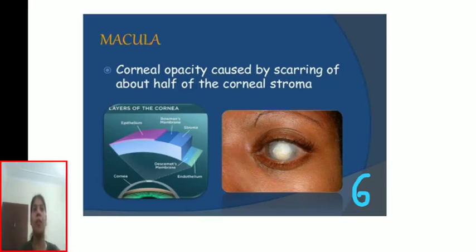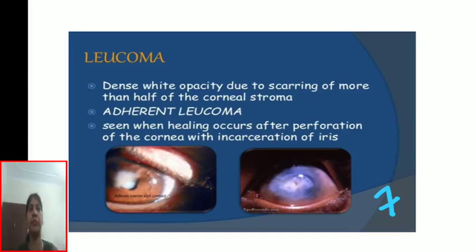Next is the macula. Corneal opacity caused by scarring of about half of the corneal stroma. It means it involves the layers of the cornea: the epithelium, Bowman's membrane and half of the stroma. Leucoma is a dense white opacity due to scarring of more than half of the corneal stroma. An adherent leucoma is seen when healing occurs after perforation of the cornea with incarceration of the iris.